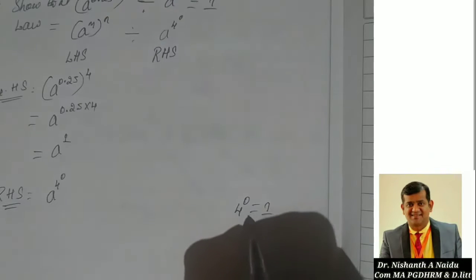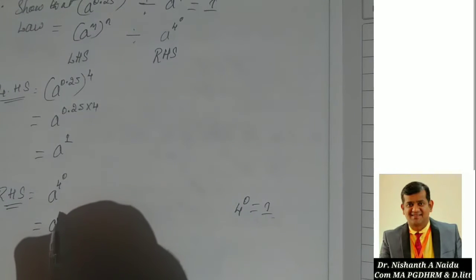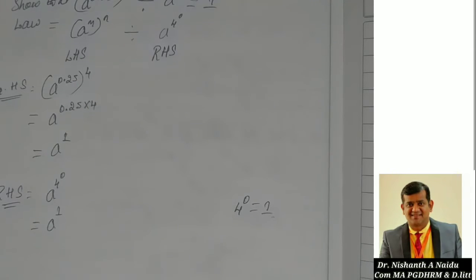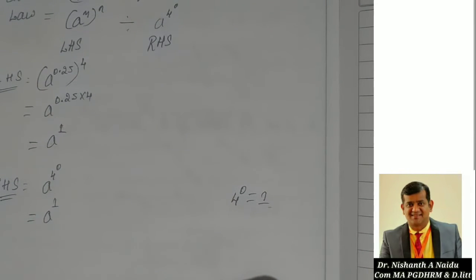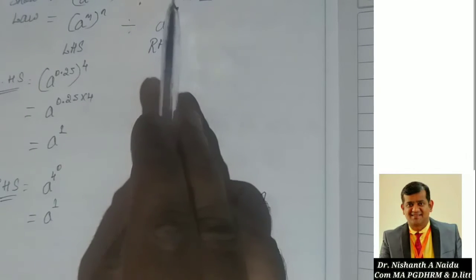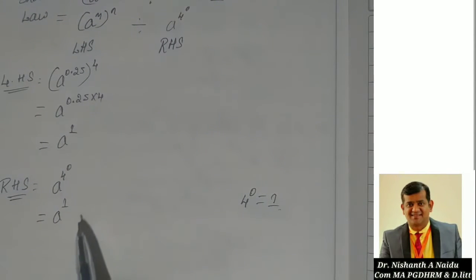So 4 to the power 0 is equal to 1. So that means a to the power 0 is equal to 1. Okay. Now divide this by this. That is, he says that this should be divided by this. So the answer of LHS is a to the power 1 and RHS is a to the power 1.